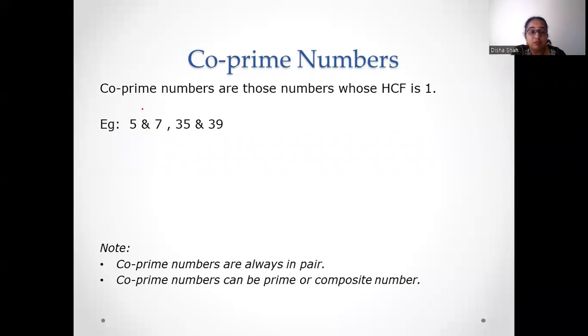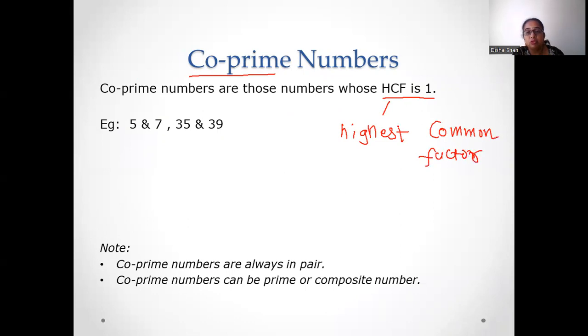What is a co-prime number? Co-prime numbers are those numbers whose HCF is 1. What is the full form of HCF? HCF is nothing but H means highest, C means common, and F means factor. तो HCF is nothing but the highest common factor. तो उनमें कुछ भी कॉमन नहीं होता है एक्सेप्ट 1. 1 तो खैर सब में ही होता है, कोई प्रॉब्लम ही नहीं है. अपार्ट फ्रॉम 1 कोई भी फैक्टर उन दोनों में कॉमन नहीं होता है.